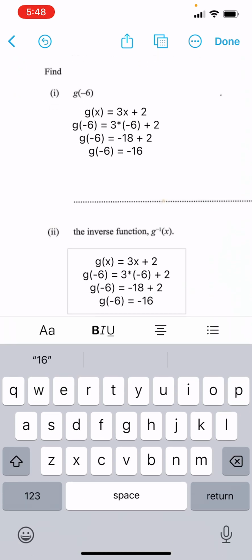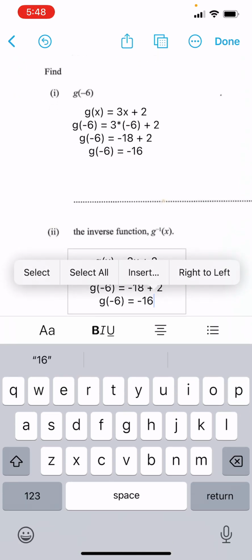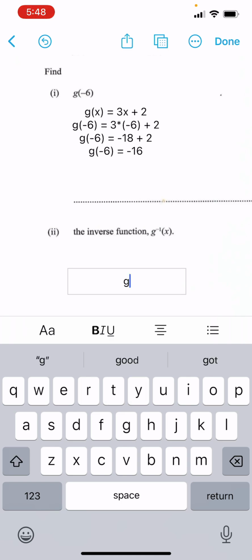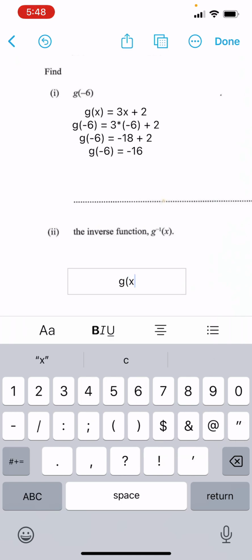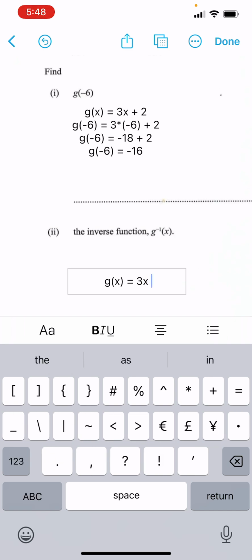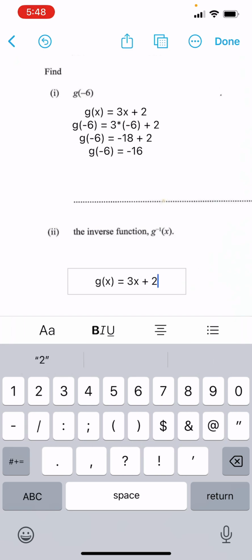Since it's otherwise giving me problems. All right, the second part is asking you to find the inverse function of g of x, right? So again, I'm going to write back g of x is equal to 3x plus 2, right?